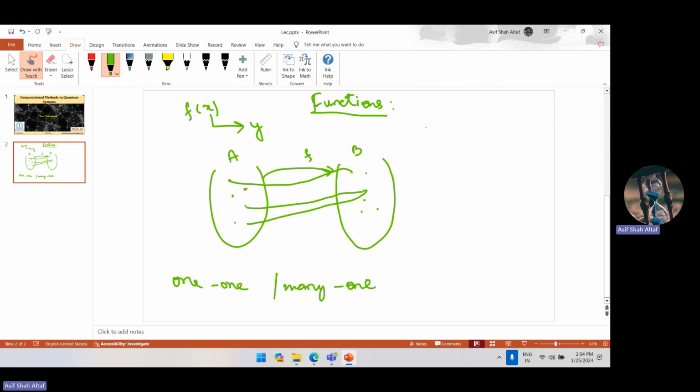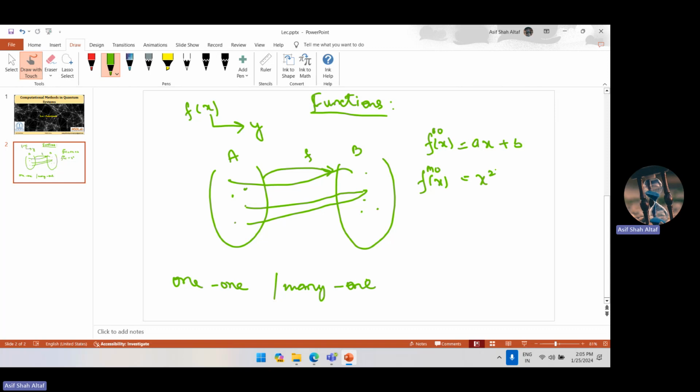For instance, an example of a one-to-one function would be a linear function ax plus b, where a and b are constants. And then we can have many-to-one, which is something like x squared. You can give plus or minus 2 and both will map to 4. So this is the basics of functions, which I hope you know.